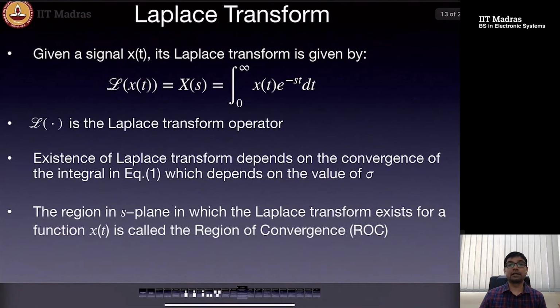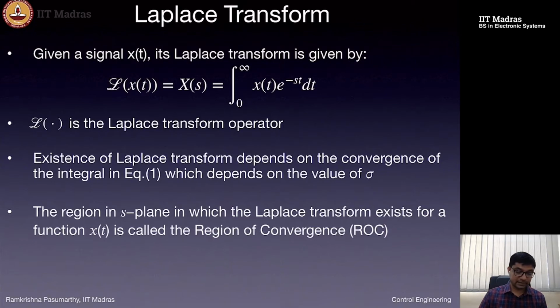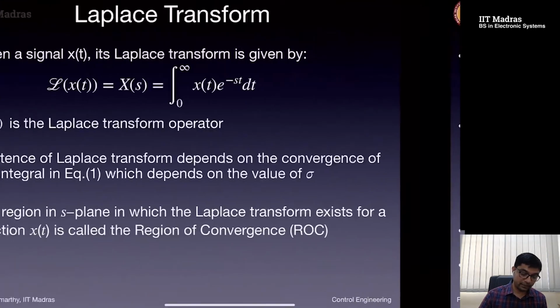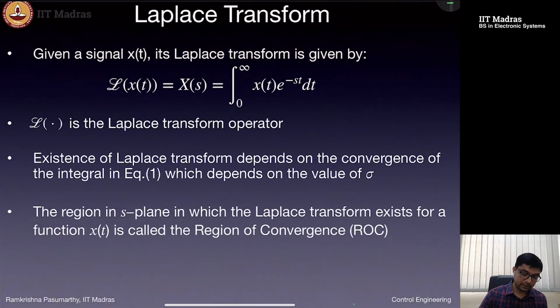Okay, what's the definition of this Laplace transform now? Given a signal x(t), the Laplace transform is defined by this integral expression here. This L is the Laplace transform operator, and regarding existence, you see I'm integrating some quantity between 0 and infinity, which means that this integral should converge. So existence of this Laplace transform depends on the convergence of this integral in equation 1, which again depends on the value of sigma, right? We'll see slowly with the help of some examples.